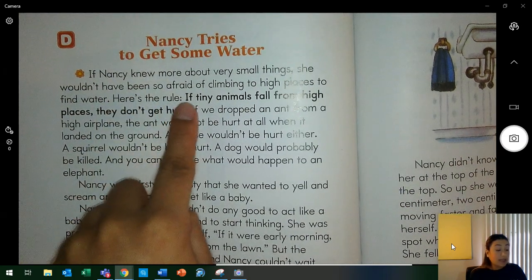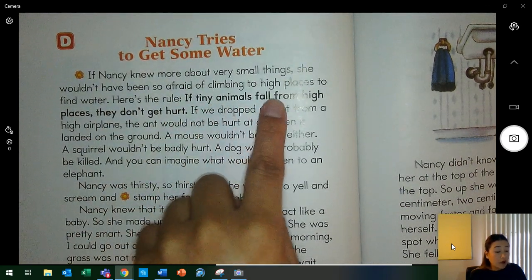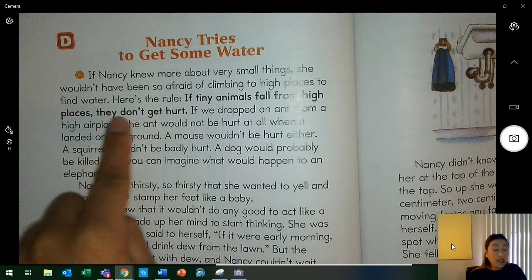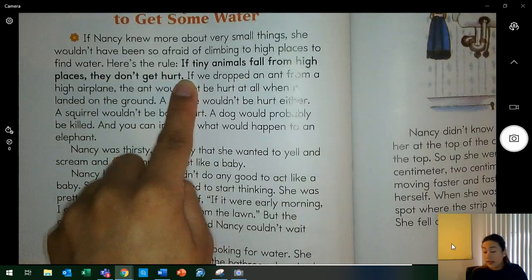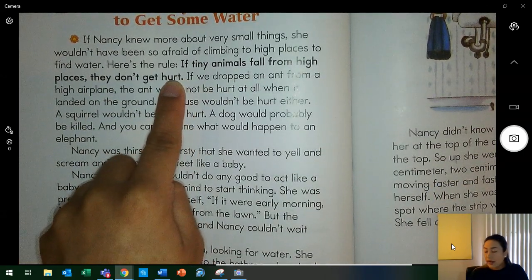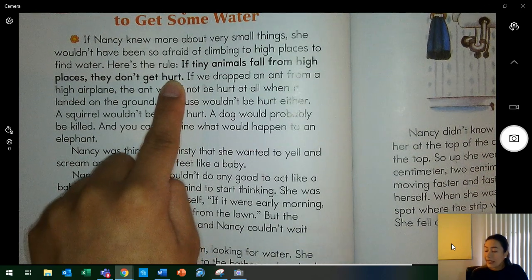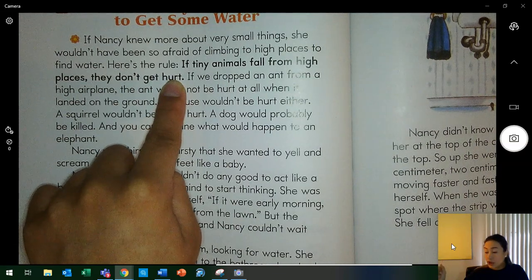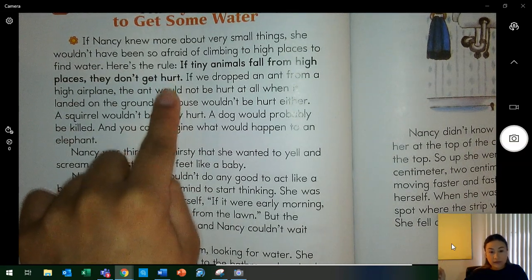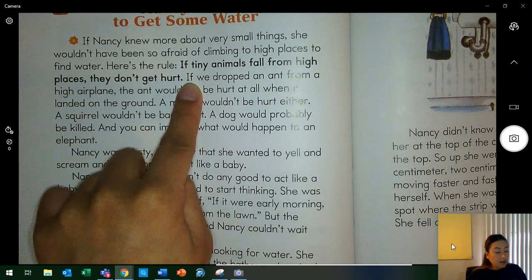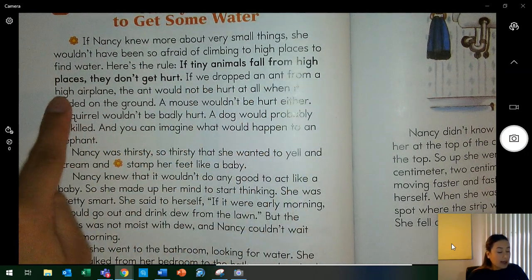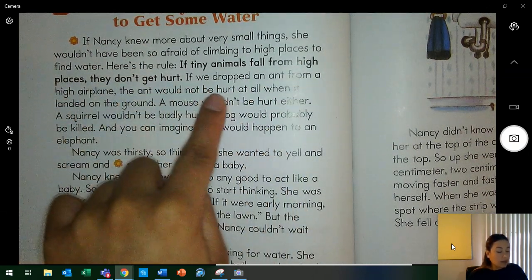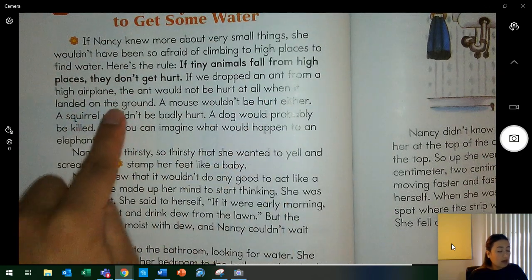Here's the rule. If tiny animals fall from high places, they don't get hurt. Stop right there. Everybody, what happens to tiny animals if they fall from high places? Get ready? Right, they don't get hurt. Keep tracking. If we dropped an ant from a high airplane, the ant would not be hurt at all when it landed on the ground.